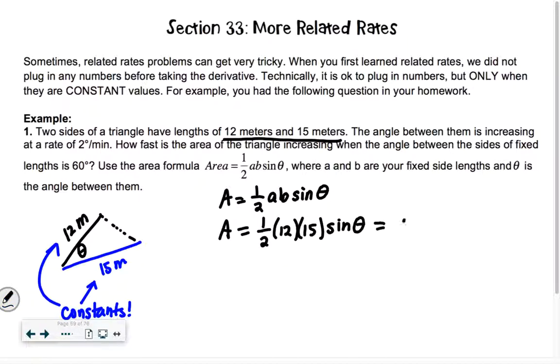So as I multiply that out, I get 90 times sine of theta. And as I take the derivative, I get dA over dt equals 90 cosine theta, but since we took the derivative of theta, times d theta over dt, right? And we can start plugging things in. So we know that d theta over dt is 2 degrees per minute.